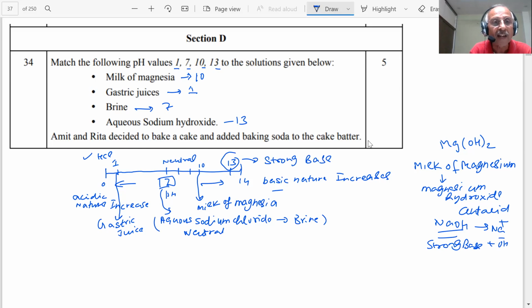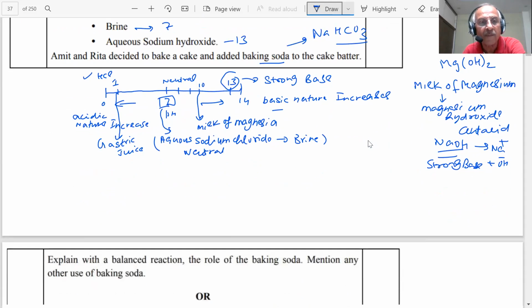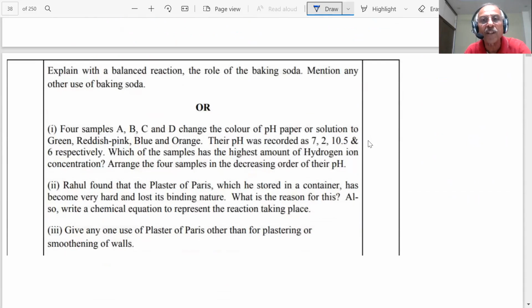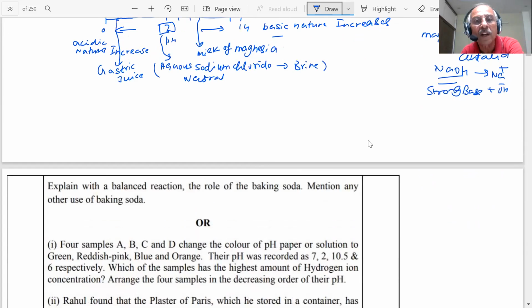Anita and Rita decided to bake a cake and added baking soda. What is baking soda, student? Sodium hydrogen carbonate. This is the formula of the baking soda, student. This is our baking soda. What is the question? Explain with a balanced reaction the role of baking soda. Mention other use of baking soda. What type of balanced reaction is being asked?